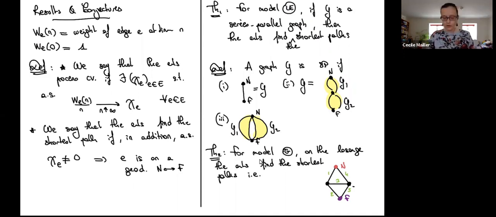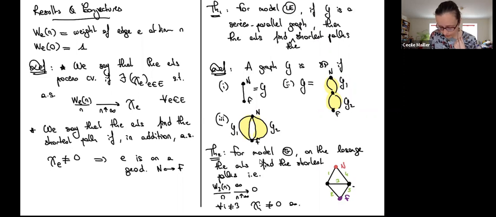In fact, I'm just going to tell you what we prove really, because it's a bit more precise than this. I've numbered the edges 1, 2, 3, 4, and 5 here. This is just an arbitrary numbering to be able to state the theorem. So we're able to prove that the weight of edge 3 renormalized by n converges to 0 almost surely when n goes to infinity. And all the other limits, so chi i for all i not equal to 3, chi i is also non-zero almost surely.